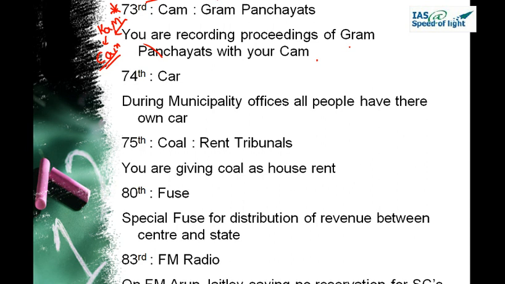74th Amendment Act, 7 is again K and 4 is R, so it becomes car. So this Amendment Act deals with the municipalities, okay, urban municipalities, and in municipalities offices, all people have their own car. So municipalities officers, all babus, they earn so much money that they all have their own car. So municipalities, this is the second time we are linking anything with the municipality.